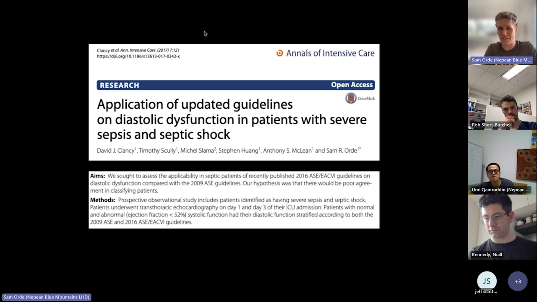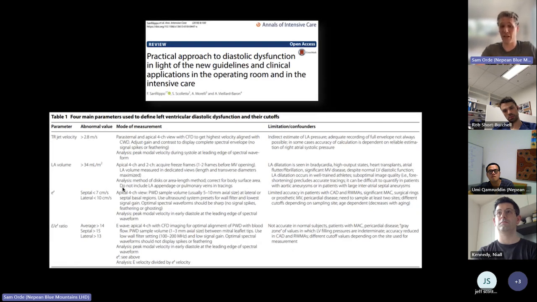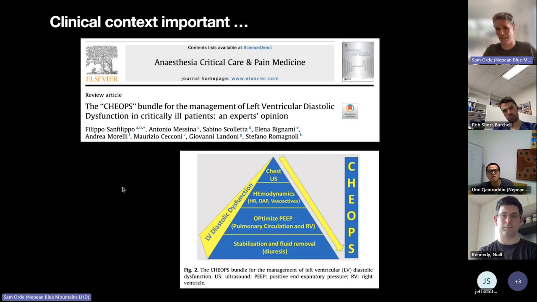We've done a little bit of work of using these guidelines in patients with sepsis and septic shock. This is just a simple slide showing that when we use the newer guidelines from 2016, the reason why I like them is you've got much fewer indeterminates in there. The accuracy of these things we're not looking at here, but what we can say is at least we're not putting our hands up and saying we don't know. We're getting a bit more of an idea of whether we've got mild, moderate, or severe diastolic dysfunction. When we want to add in the accuracy of that, I think we have to start considering trying to put everything in context.